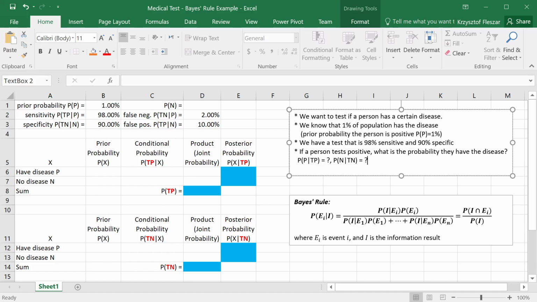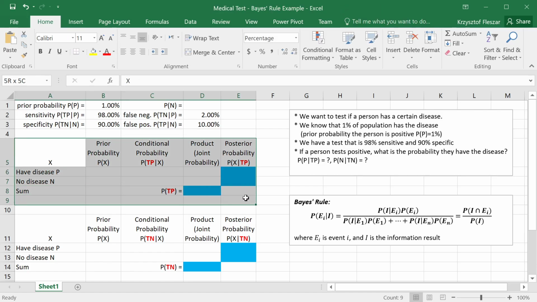And I hope you see that these are conditional probabilities that have those two terms reversed compared to this. And don't think that you could just use one of those, for example, 98% as an answer for this. The reality is much more complex.